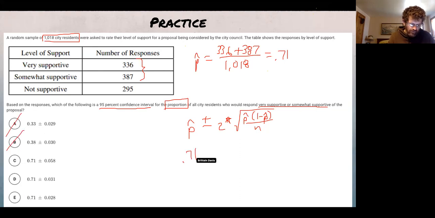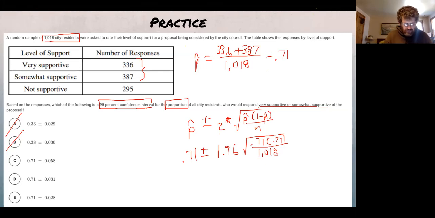So 0.71 plus or minus z star. This is one that it's going to help you if you memorize, because we're going to come back to this a lot. 95% confidence interval has a critical value of 1.96. Again, like I said at the beginning, if you need help finding critical values, we can talk about that later. And now it's going to be 0.71 is our p hat, 0.29 for our not p hat, and 1018 for the sample size. It looks like we have to do the calculation here just for the margin of error. So we'll do that real quick.